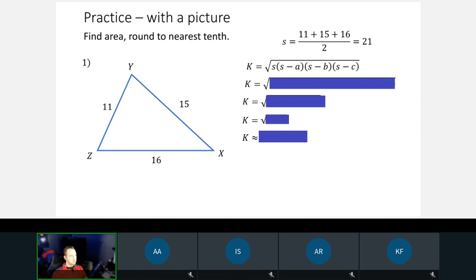Next, we are going to use the formula and plug in everything. s is 21, and then a, b, and c. It doesn't matter what you call a, b, or c. You just need to put a different side in for each. So everyone do that, and then hit enter. What is your answer rounded to the nearest tenth? We got 79.4. What else we got?